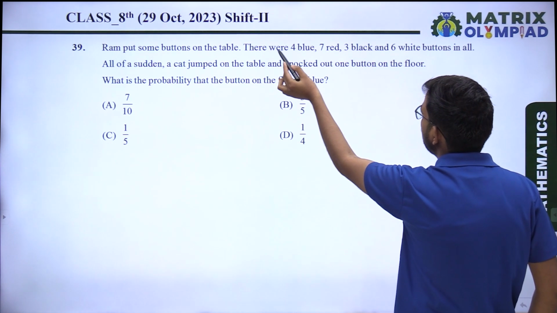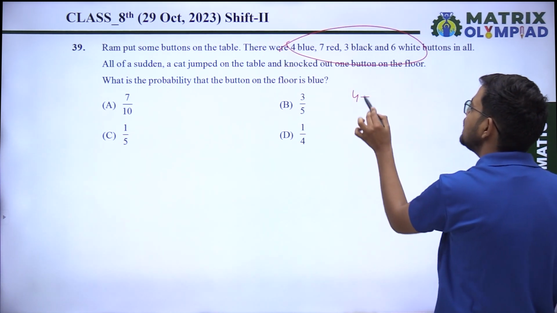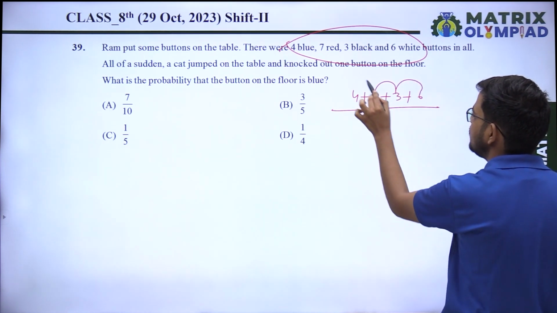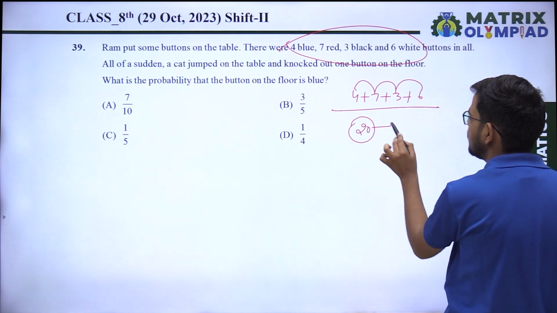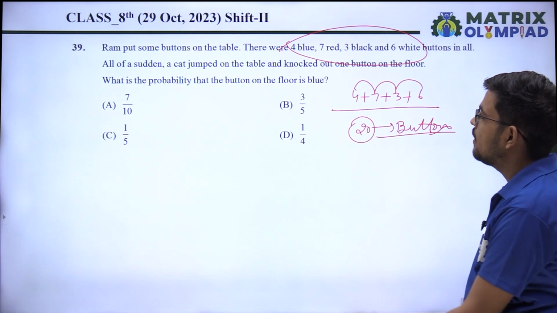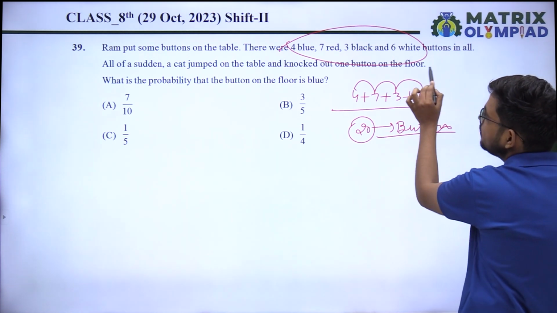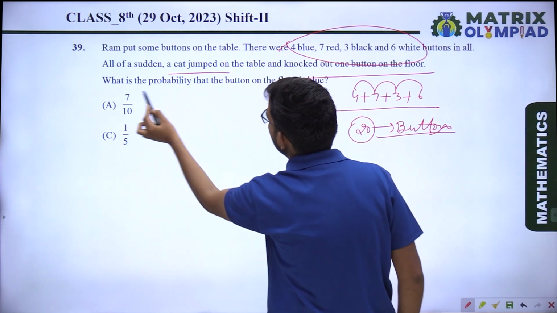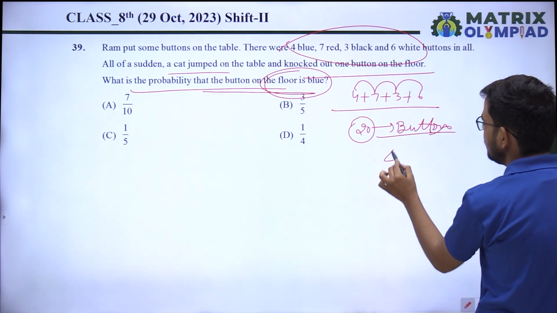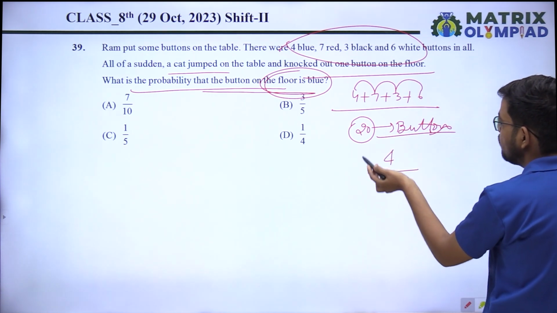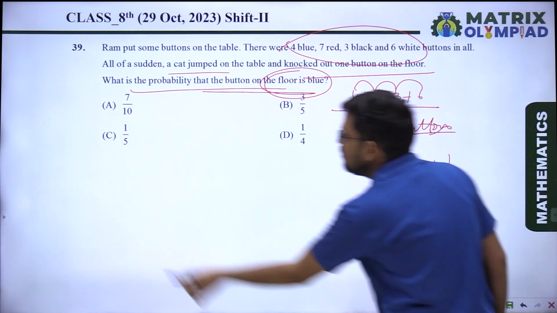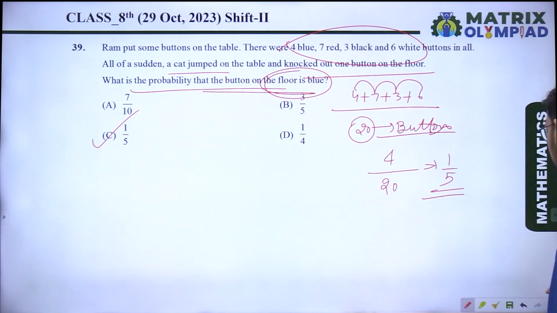How many total buttons are there? 4 plus 7 plus 3 plus 6, that is 6, 3 is 9, 9, 7 is 16, 4 is 20. Total 20 buttons are there. One button is on the floor. What is the probability that the button is blue? That is the number of blue buttons upon total number of buttons, that is 1 upon 5. Option C is the correct answer.